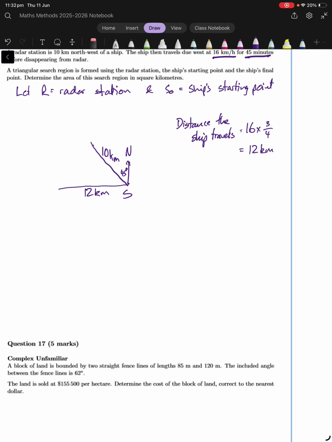A triangular search region is formed using the radar station, the ship's starting point, and the ship's final point. So this was S0. I'm going to let SF be the ship's final point. And now it's just an area question.